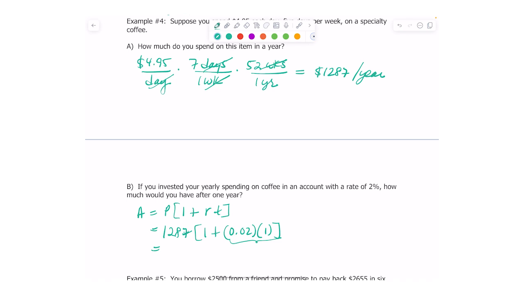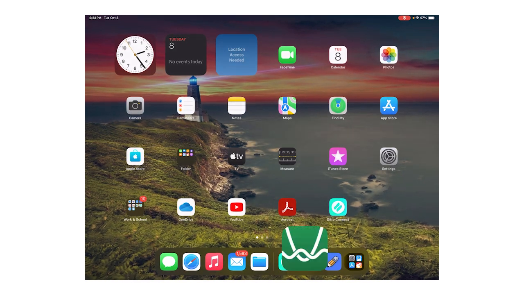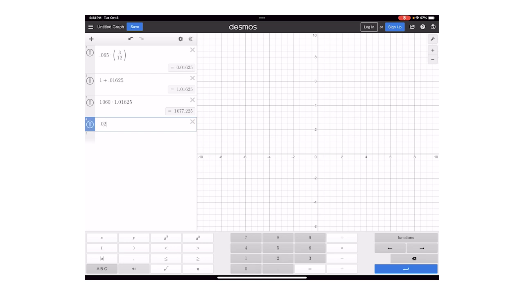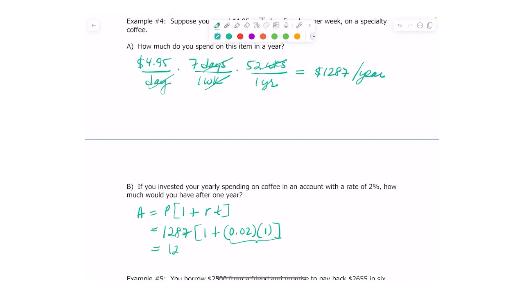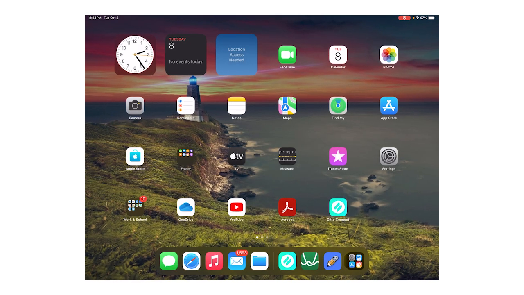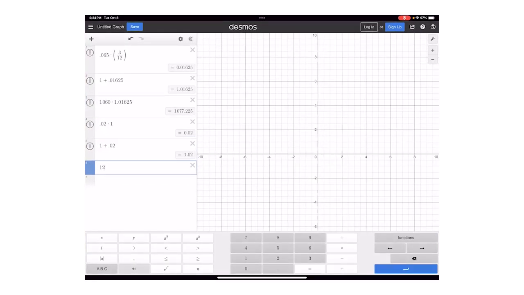So you would just do 0.02 times 1. And then we're going to take that number and add 1 to it. So we get 1.02 on the inside. And then we're just going to multiply 1287 times 1.02. And you get $1,312.74.